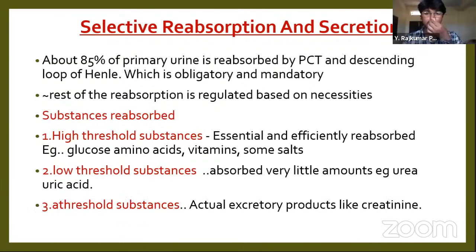The next is a threshold substances. The actual excretory products are called a threshold. That means they do not get reabsorbed. Example, creatinine. Creatinine is a completely excretory product.